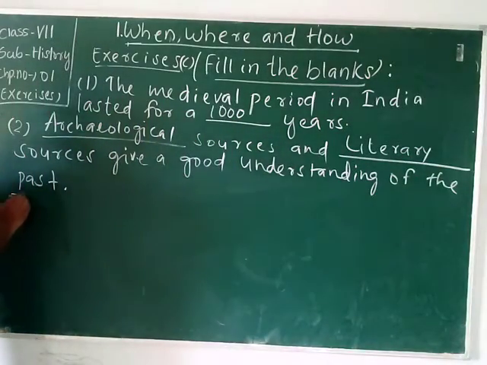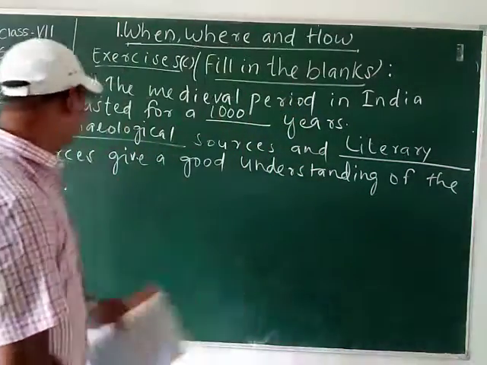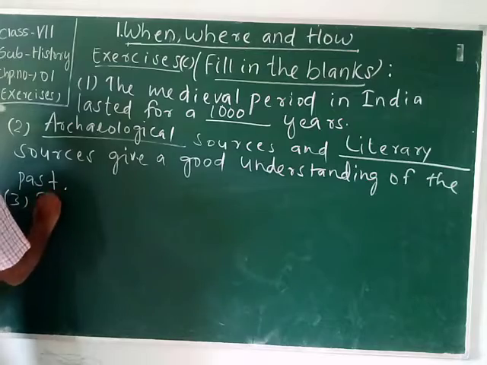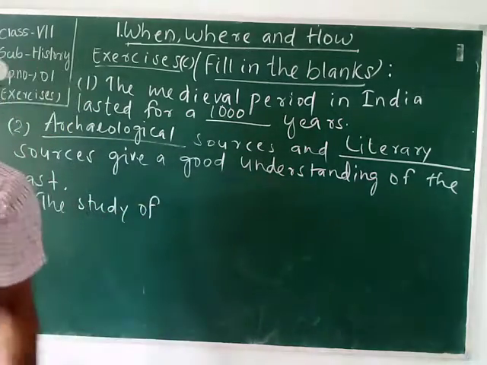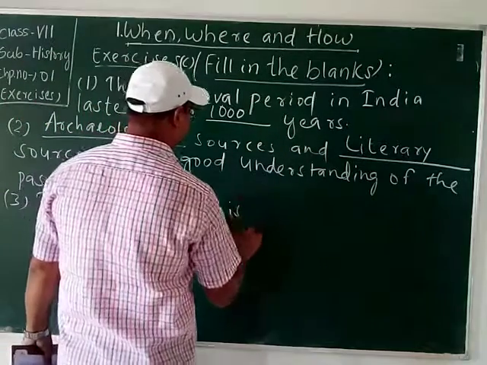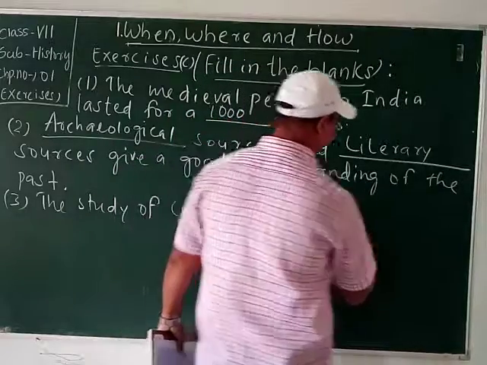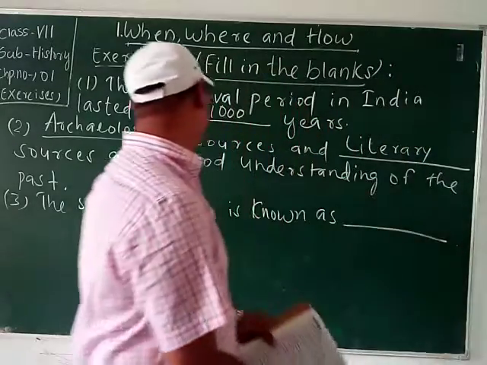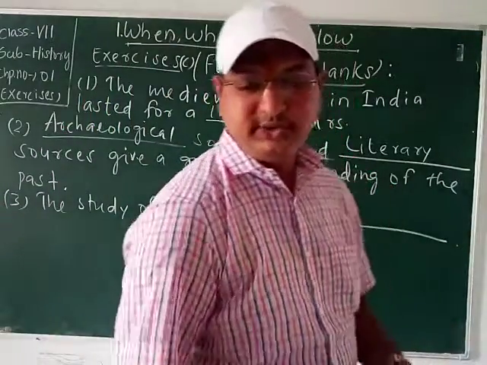Then, we'll move to number 3. The 3 is, the study of coins is known as, students, it is very easy. The study of coins is known as what? The answer is, students, numismatics.